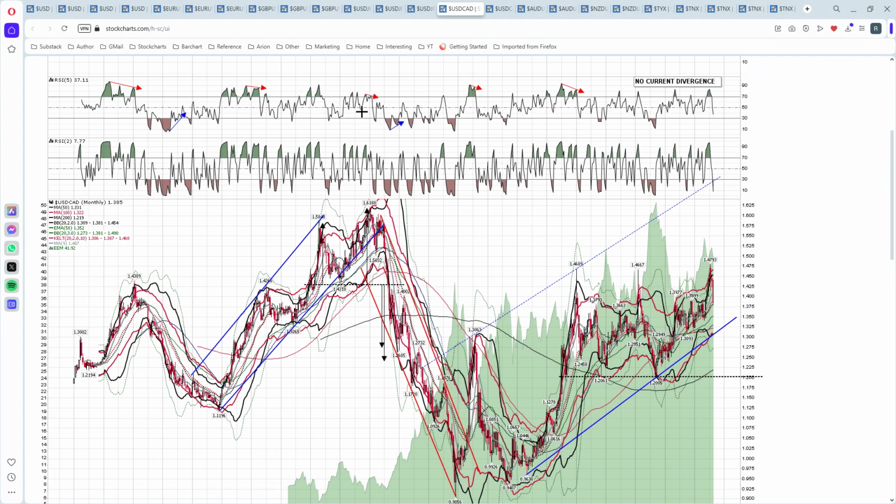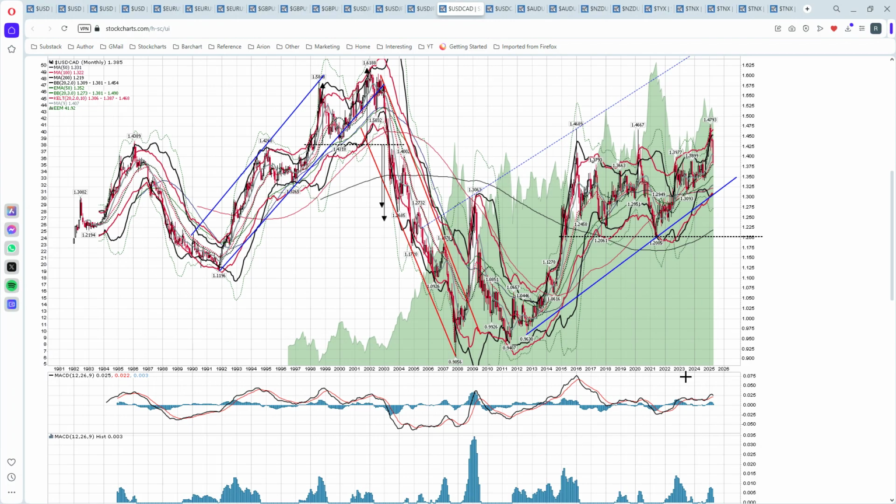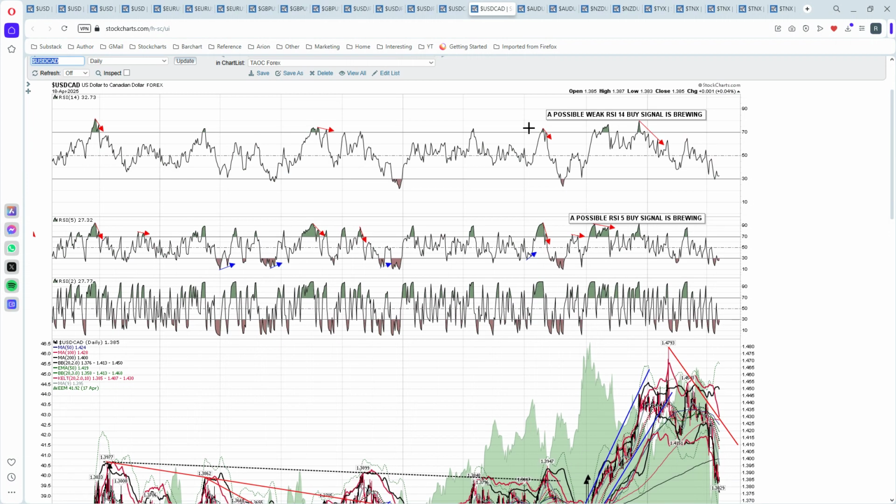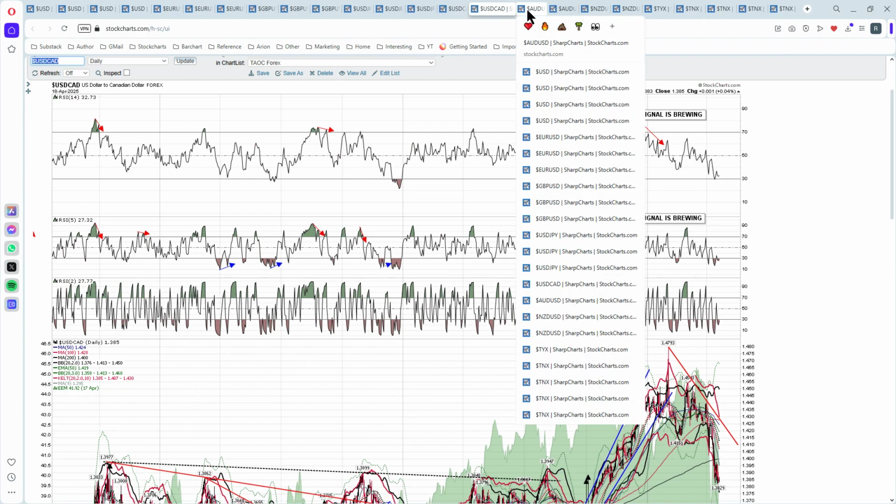So maybe. USD CAD, this looks like a double top, which has already formed to basically take this down to retest this low here under parity. Again, this would be the dollar falling heavily against the Canadian dollar, and it's a very nice looking setup. It really is. Watching that with interest. On the weekly chart, we've got a possible weak RSI 14 buy signal brewing, possible RSI 5 buy signal brewing. As I said, I'm looking for a potential rally on the US dollar here.